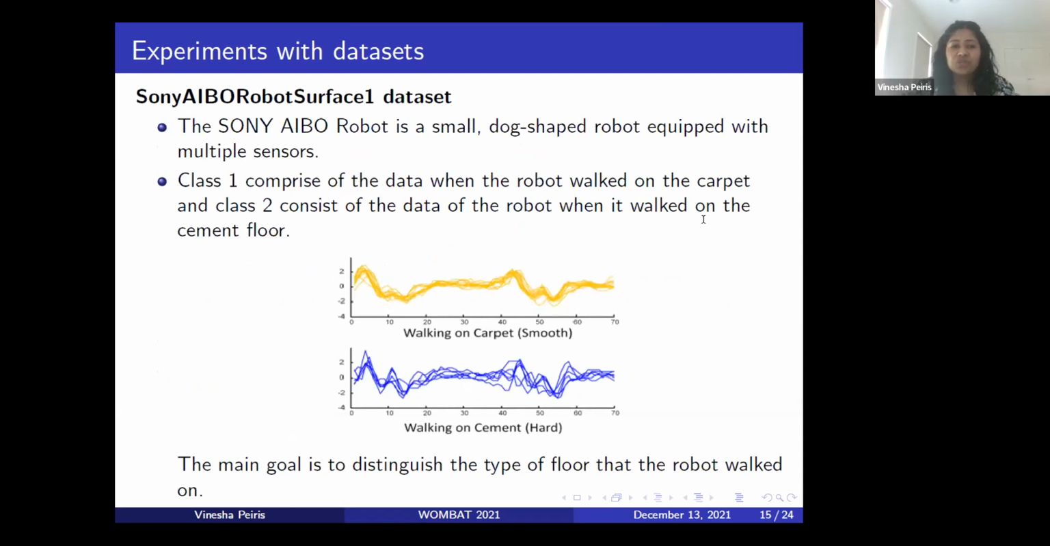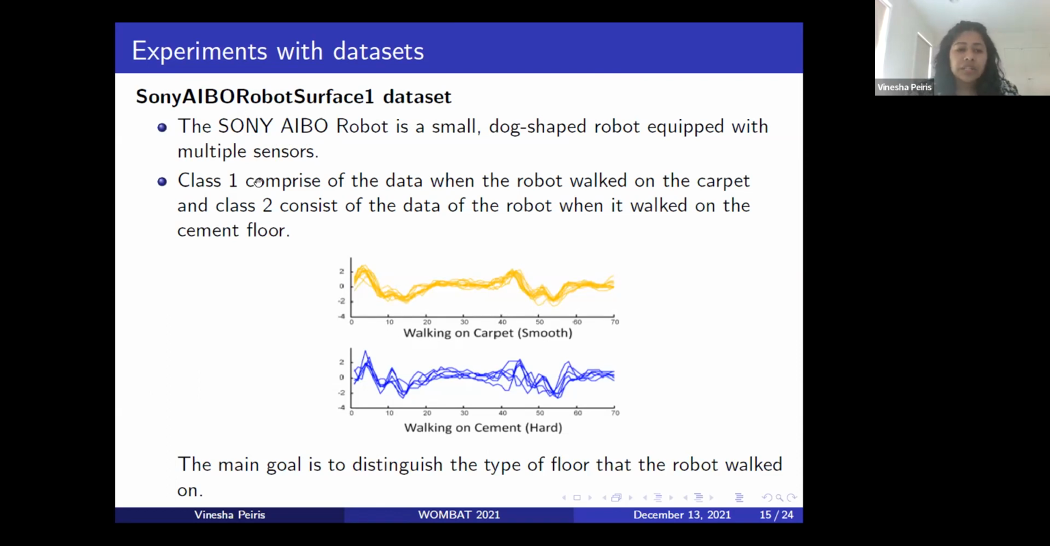Okay, now moving on to the experiments with data sets. I am going to use this data set, the Sony AIBO Robot Surface 1 data set. There is this robot, a small dog-shaped robot called Sony AIBO, and it has multiple sensors in it. In the experimental setting, they let this robot walk on a smooth surface like a carpet, and also on a hard surface like cement.